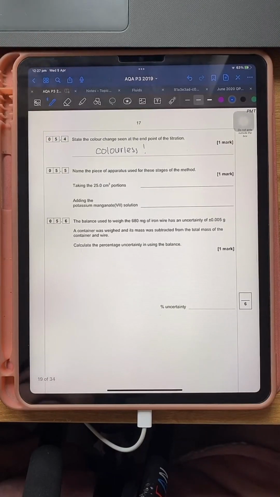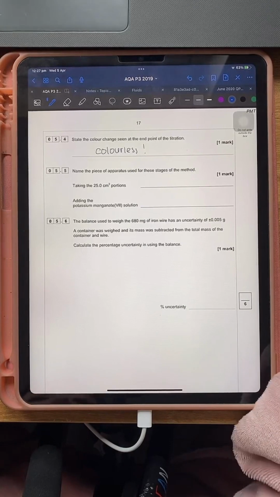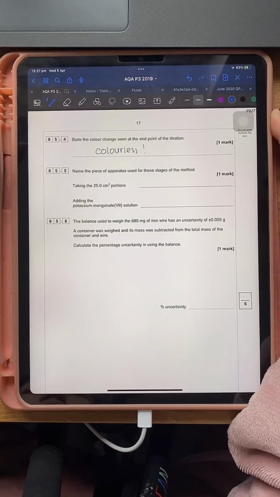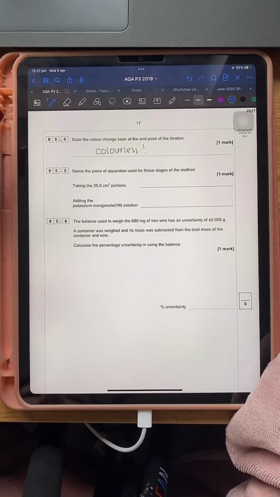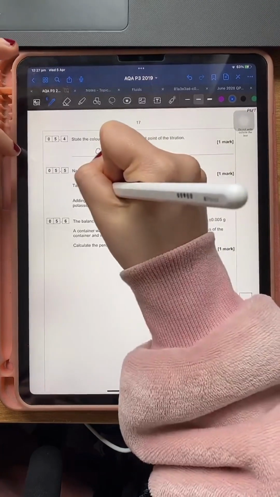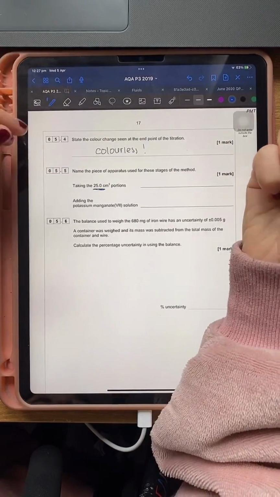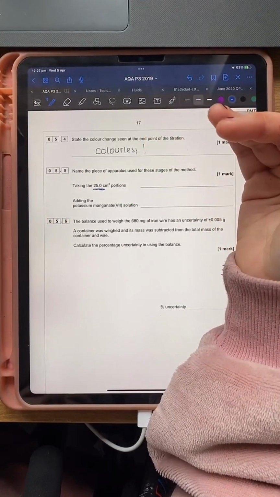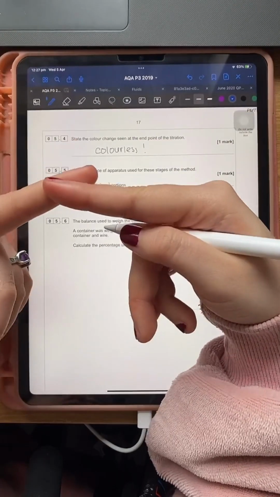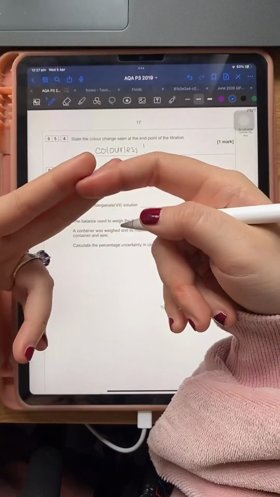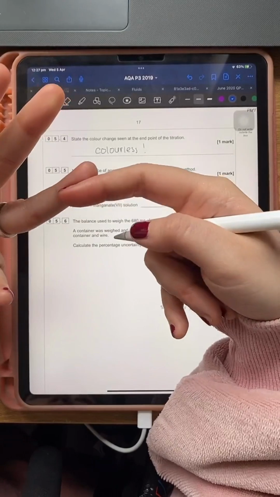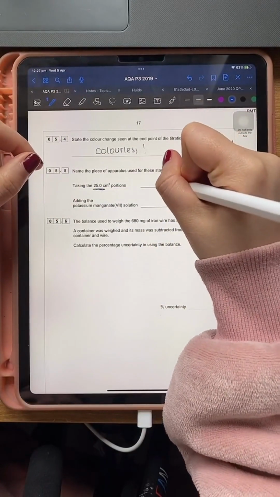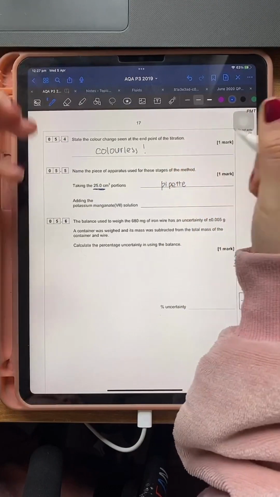Next one, name the piece of apparatus used for these stages of the method. We want to use 25 centimeter cube portions. You want something that's accurate here. When you want something that's accurate, you can use measuring cylinder, graduated pipette, or a burette. For 25 cm cube, we can use a pipette. You can also say measuring cylinder, but pipette is definitely better. You can say graduated pipette or just pipette, that's fine.